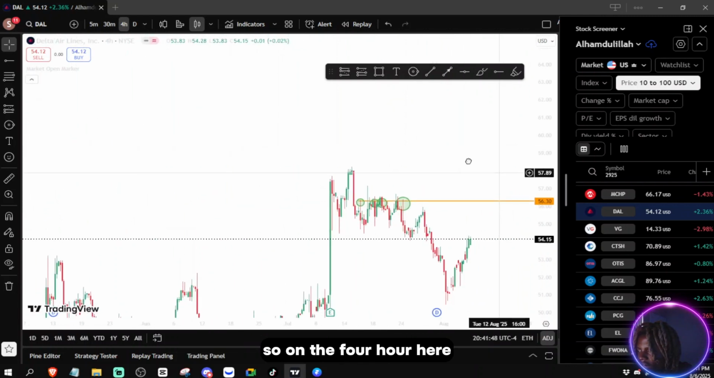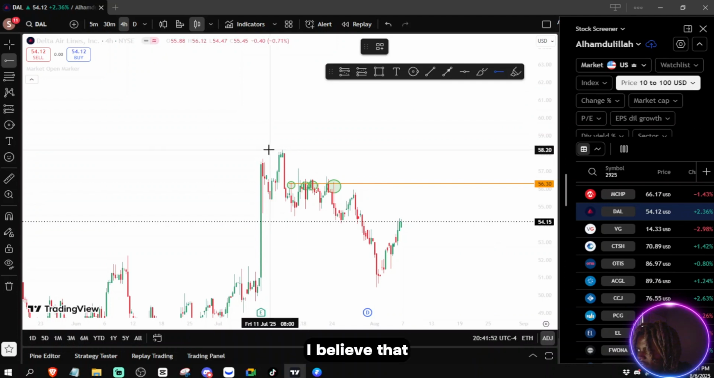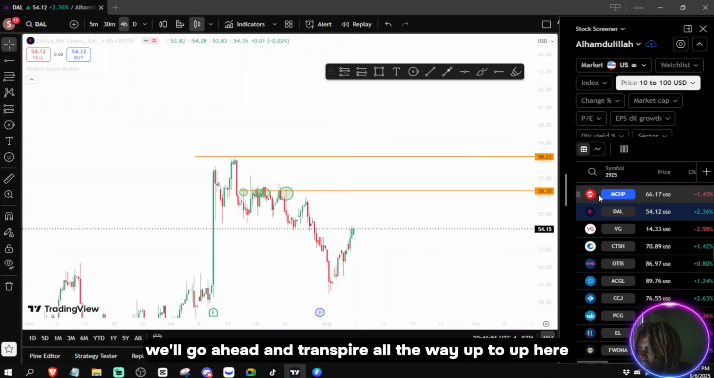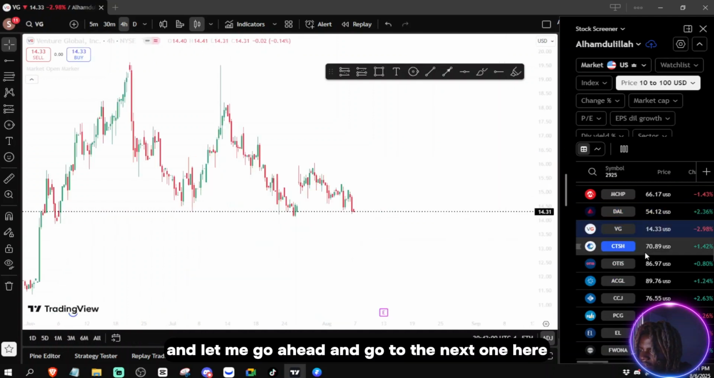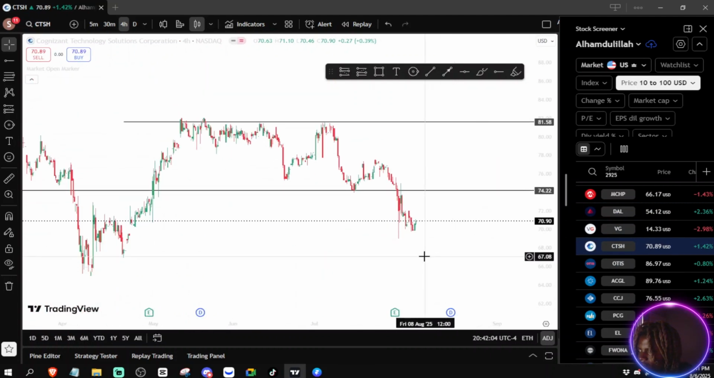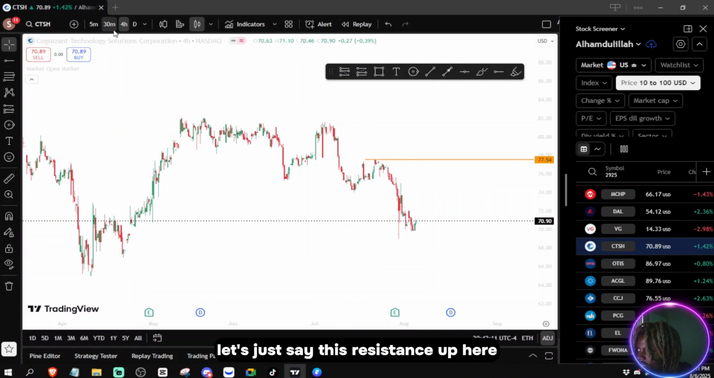So on the 4-hour here, if I get price getting above this area here, I believe that we'll go ahead and transpire all the way up here. Okay, and let me go to the next one here. CTSH, let's check it out. Let's just say this resistance up here.